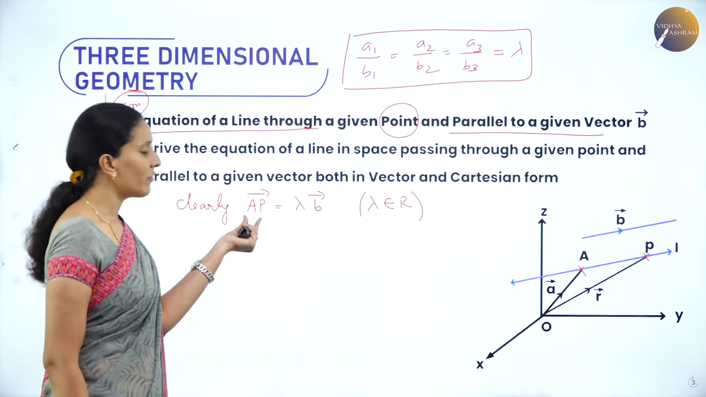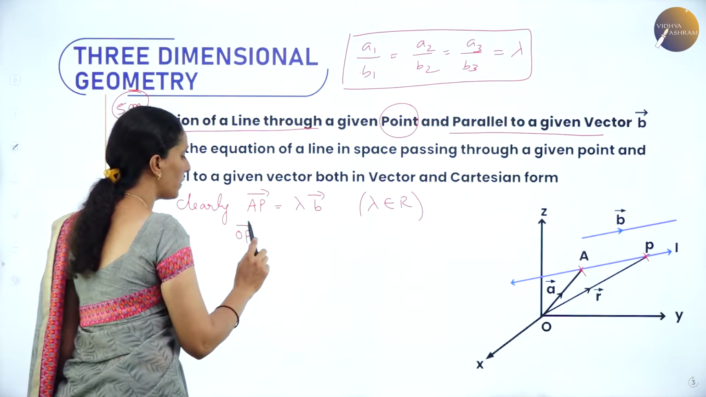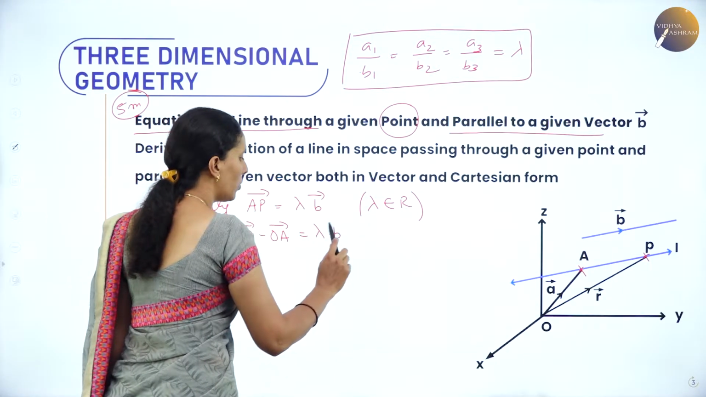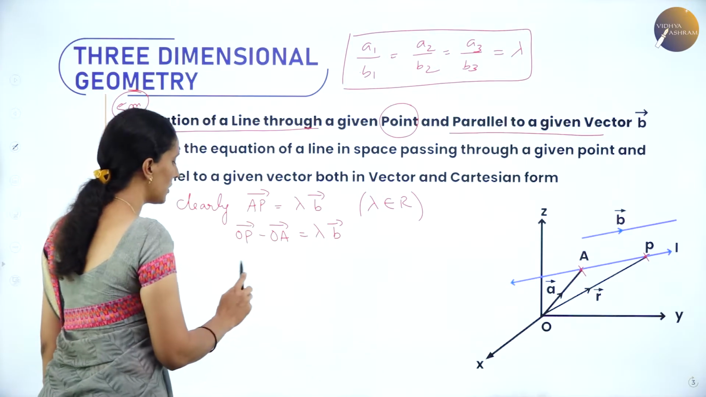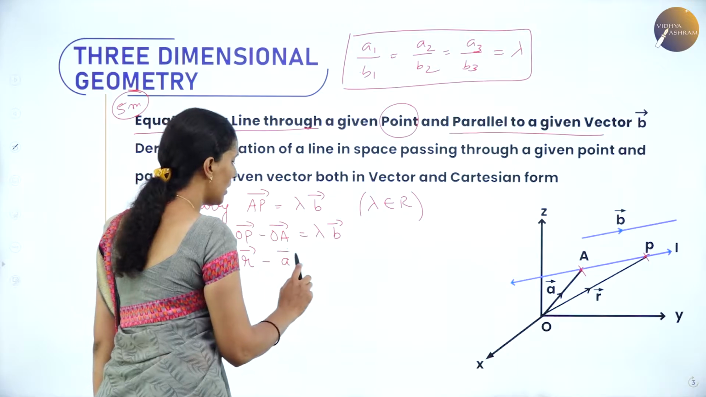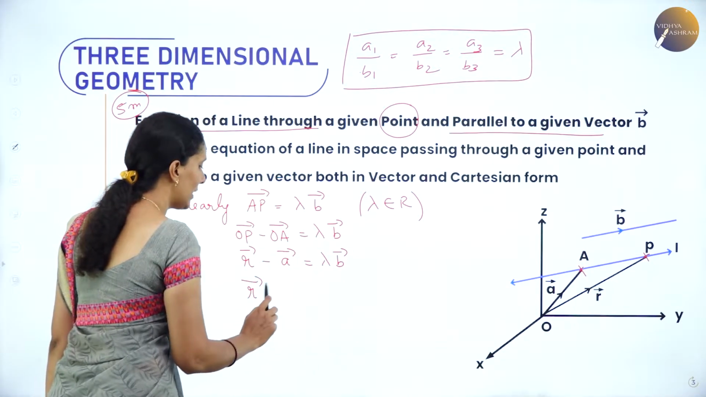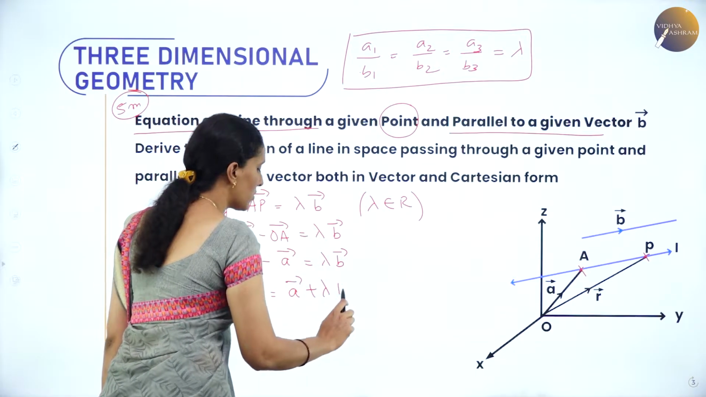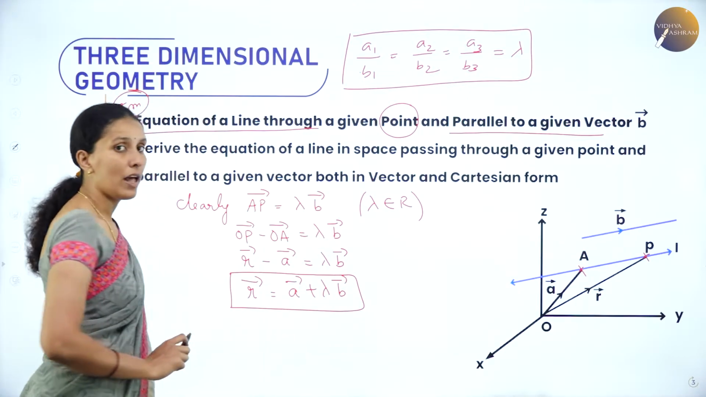Now what is the position vector of AP here? AP can be written as vector OP minus OA, which is equal to lambda into vector B. What is vector OP? According to the diagram here, it is vector R, and OA is vector A, is equal to lambda B. So thus we can write vector R is equal to vector A plus lambda B. So this is the vector form of the equation of line.